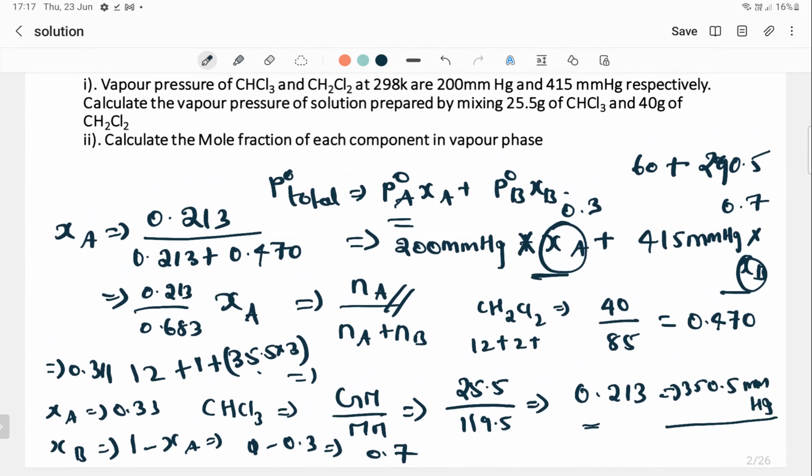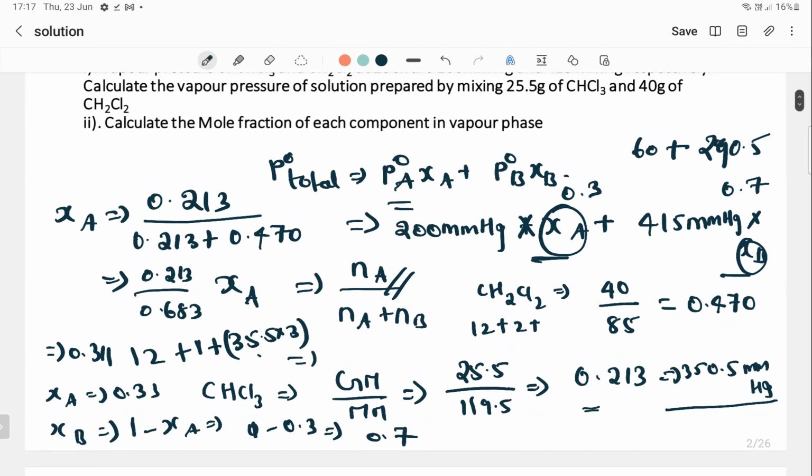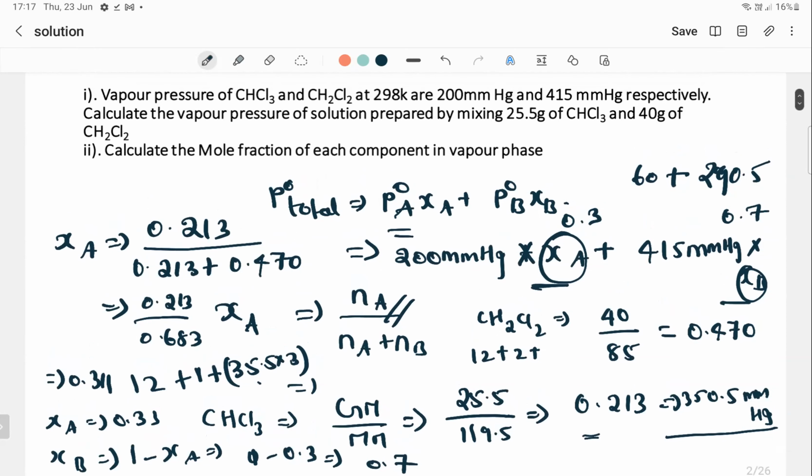Second one, calculate the mole fraction of each component in the vapor phase. Vapor phase means which formula you have to use? PA is equal to P total into YA. Okay, XA or YA, no issues, that is nothing but the mole fraction. So take that one now.